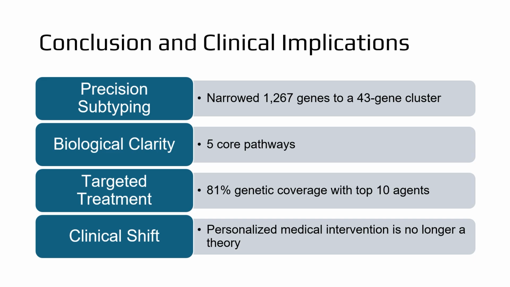The most vital takeaway is this. With just 10 agents, we can achieve an 81% genetic coverage for this phenotype. This means we are no longer guessing. We are moving from a 0% success rate in biological treatment within the traditional system to an 85% relevance score for a treatment with certain pharmaceutical agents.